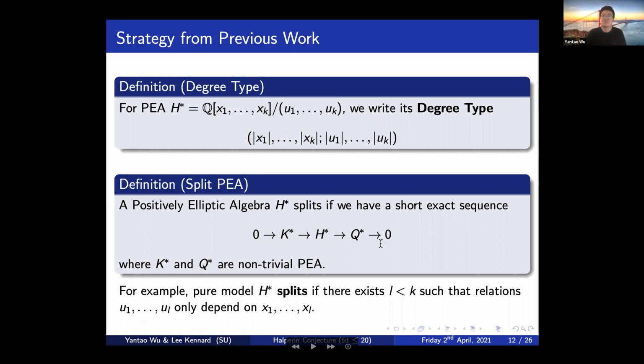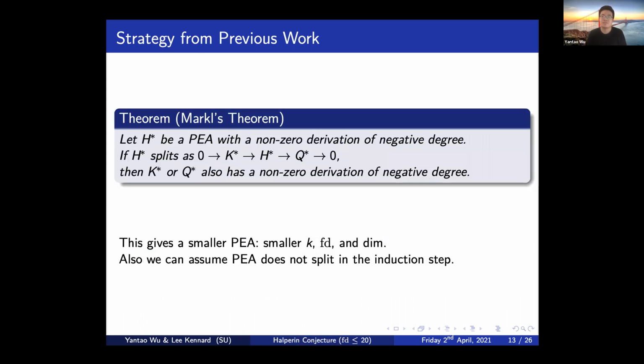But why is splitting important? Because we have a Markov theorem. The Markov theorem says that if the PEA splits, then either K star or Q star must also have a non-zero derivation with negative degree. This means that if the PEA is reducible, then the negative degree derivation is also reducible. And in the process we do strong induction: we assume that in each step there is no non-trivial derivation with negative degree for formal dimensions strictly smaller than n. Then we work on the case where the formal dimension is equal to n.